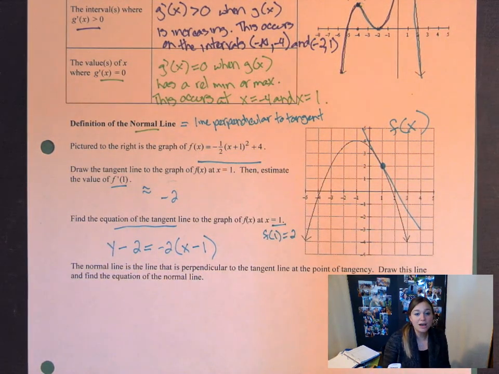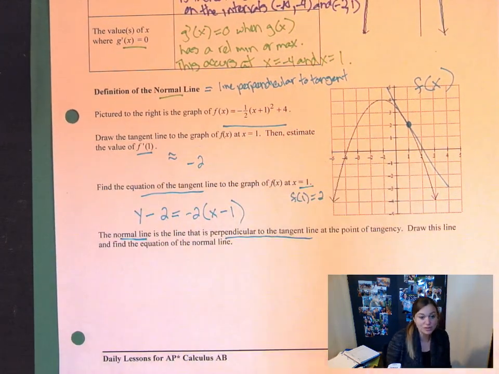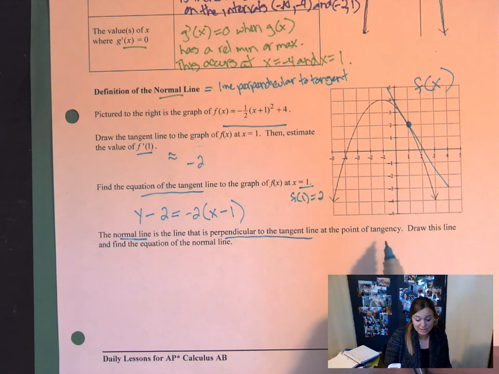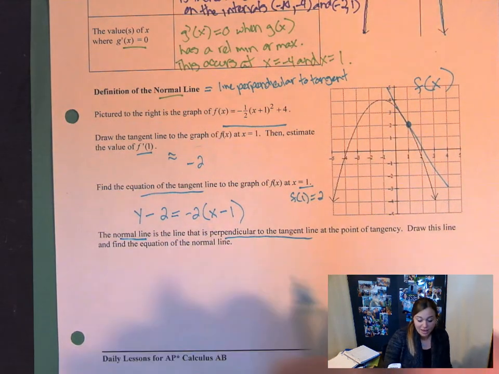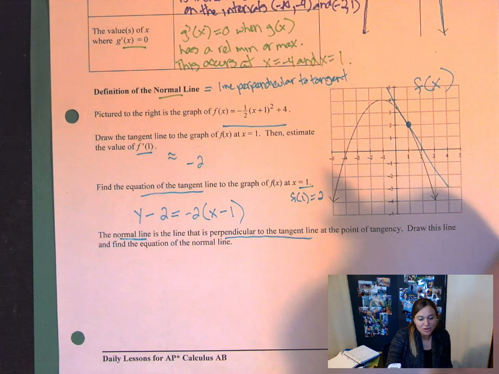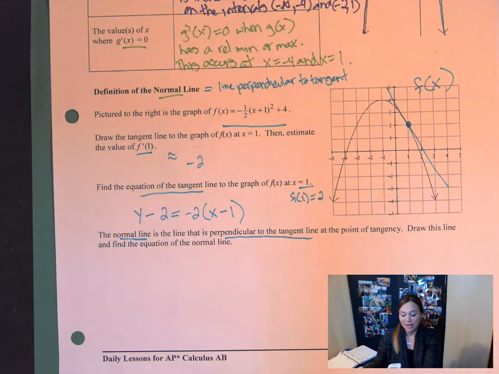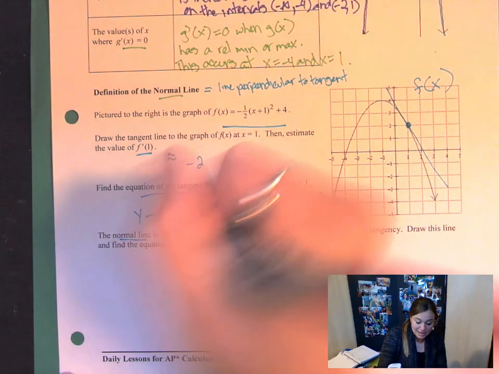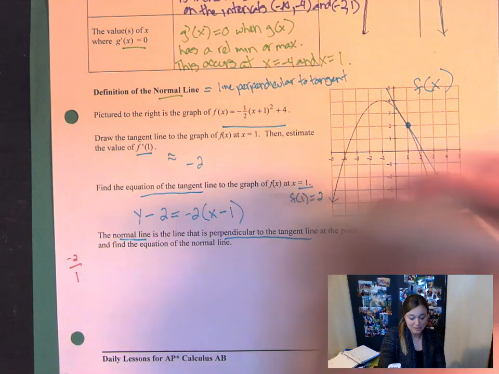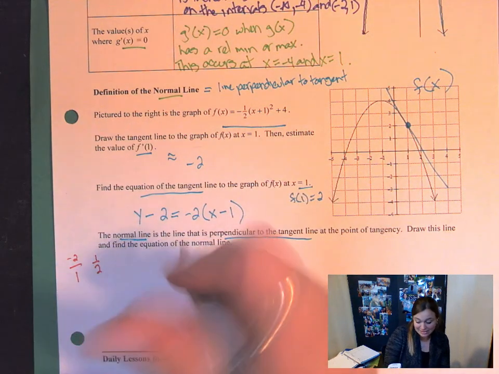If I want the equation of the normal line, and right here it says perpendicular to the tangent line, so it gives you that too, at the point of tangency, meaning at this value, 1, 2. Draw this and find the equation of a tangent line. So before I even draw this, I'm going to remind you of something from probably Algebra 1. If a line is perpendicular, its slope will be the opposite reciprocal. So if I have a slope right now of -2, and this is like -2 over 1, opposite reciprocal means I flip the fraction and make it positive. Everything else about this is going to stay exactly the same.